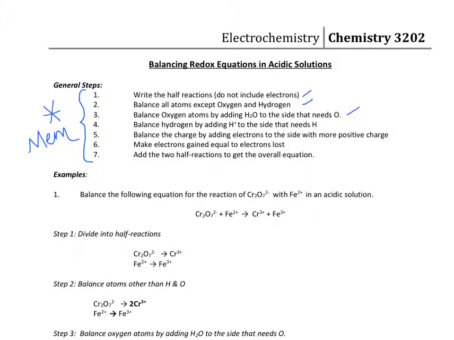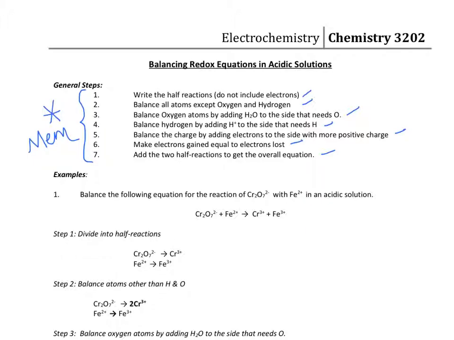Then you balance the oxygen atoms by adding water to the opposite side. You balance the hydrogens by adding H positive to the other side. And it's at this point that you balance for the charge by adding electrons. Then you must make sure that the number of electrons lost equals the number of electrons gained, and you may need to multiply the entire half reaction by a number, and then you can finally add them to get the overall equation.